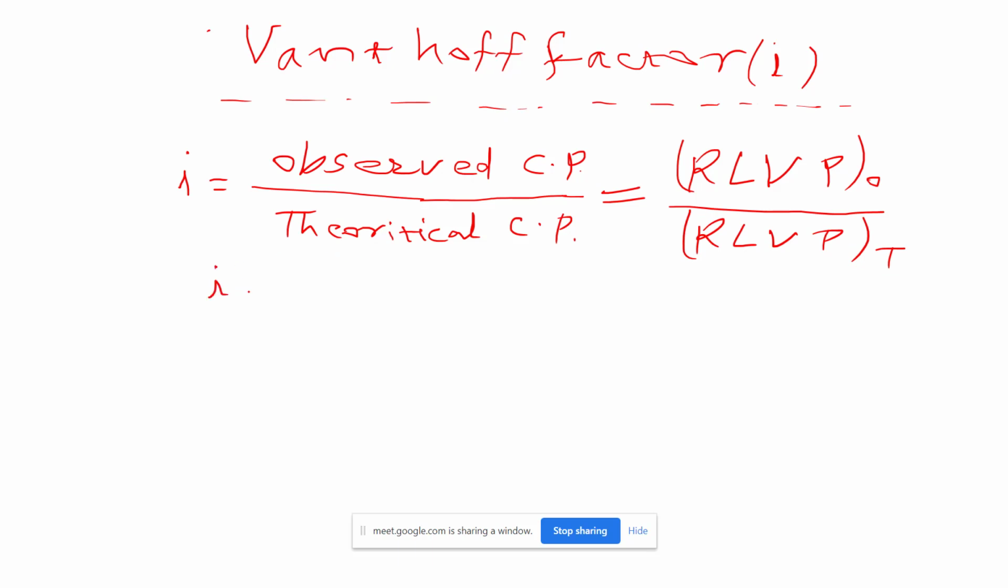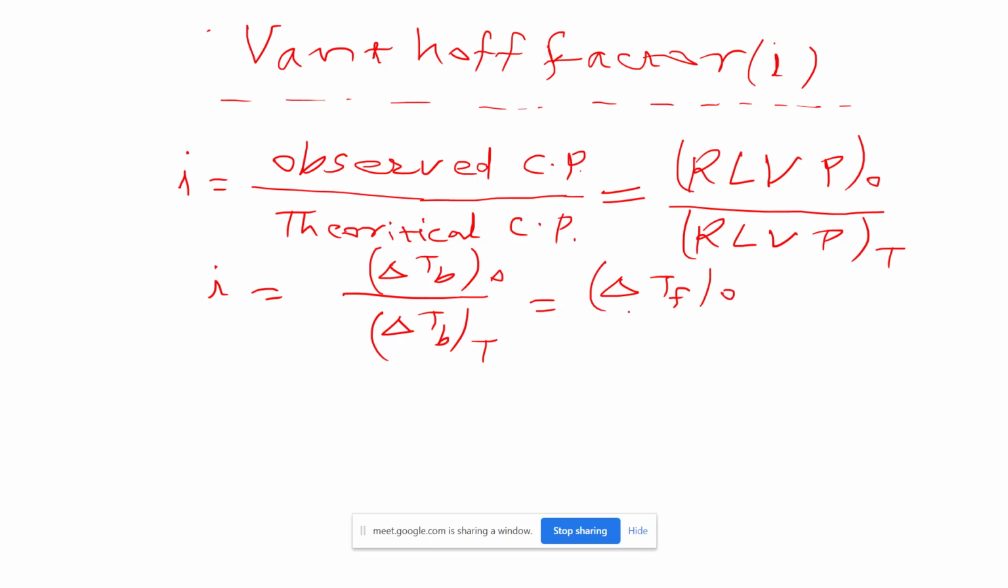Similarly, we can write this i as delta Tb observed value upon delta Tb theoretical value, and similarly we can write it in terms of delta Tf as well: delta Tf observed value upon delta Tf theoretical value, and similarly in terms of pi observed value upon pi theoretical value. So this is actually the ratio of observed colligative property and theoretical colligative property.